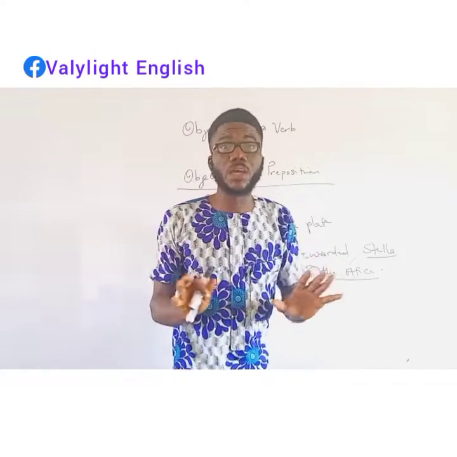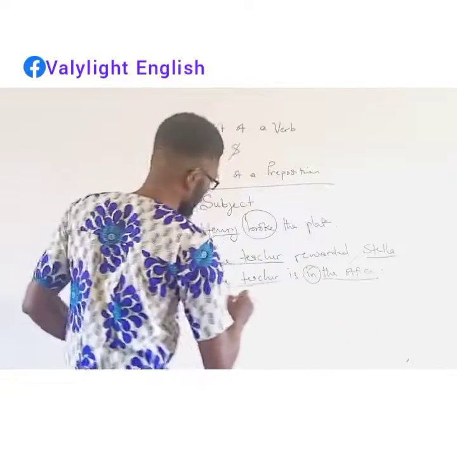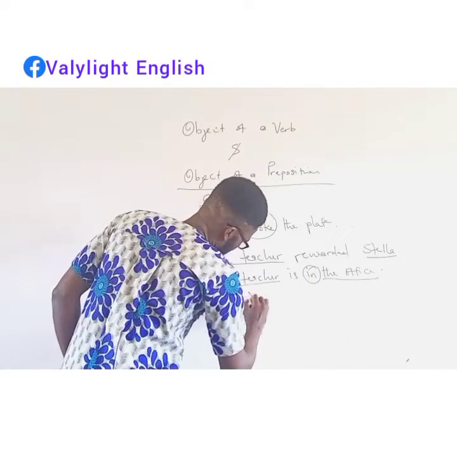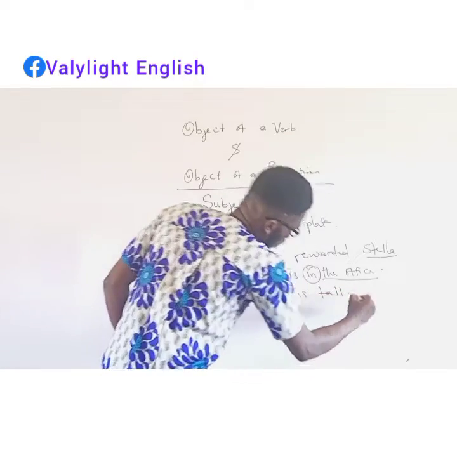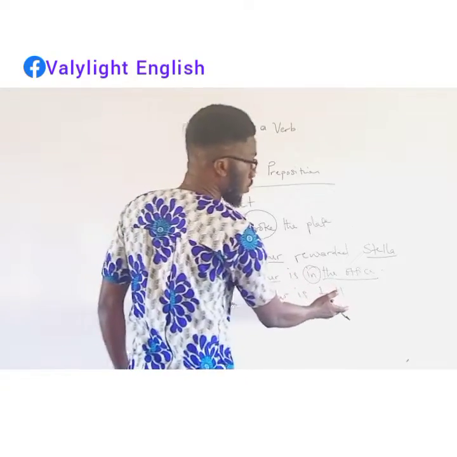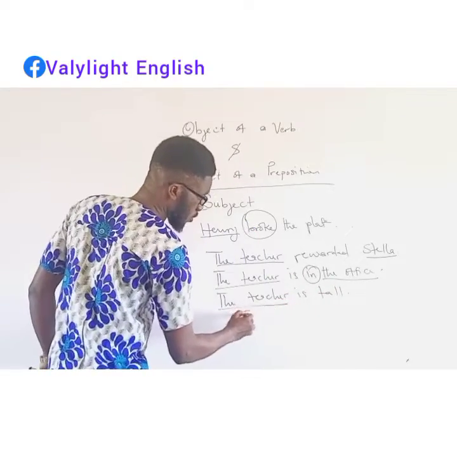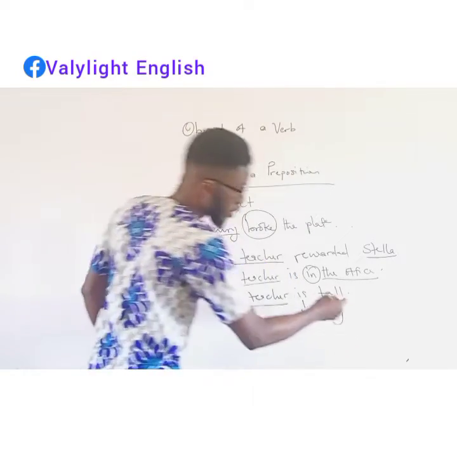There are times where you do not even have an object at all. You might have something like, the teacher is tall. In a situation like this, you don't have an object. You cannot say that this is an object. No. What you have there is subject, verb, and then adjective. That is what you have there.